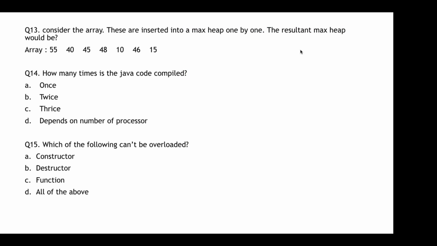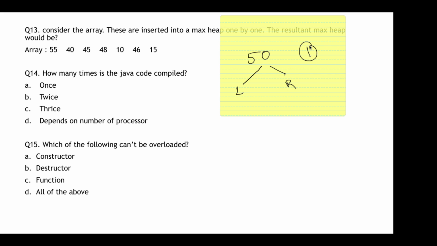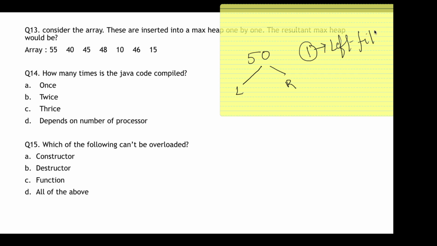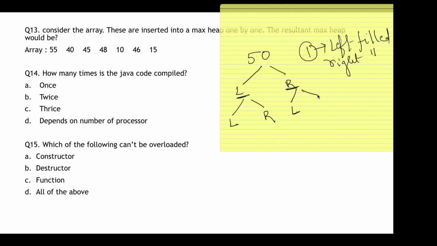Now suppose I just took a number that is 50, okay? Now 50 is the root node. Now it will have a left child, it will have the right child. Now what is the rule? The first rule is that first the left child is filled, then the right child is filled. Then again it will go to the left child, it will fill the left child, then will fill the right child. Then again it will go to the right, it will fill the left, then the right.